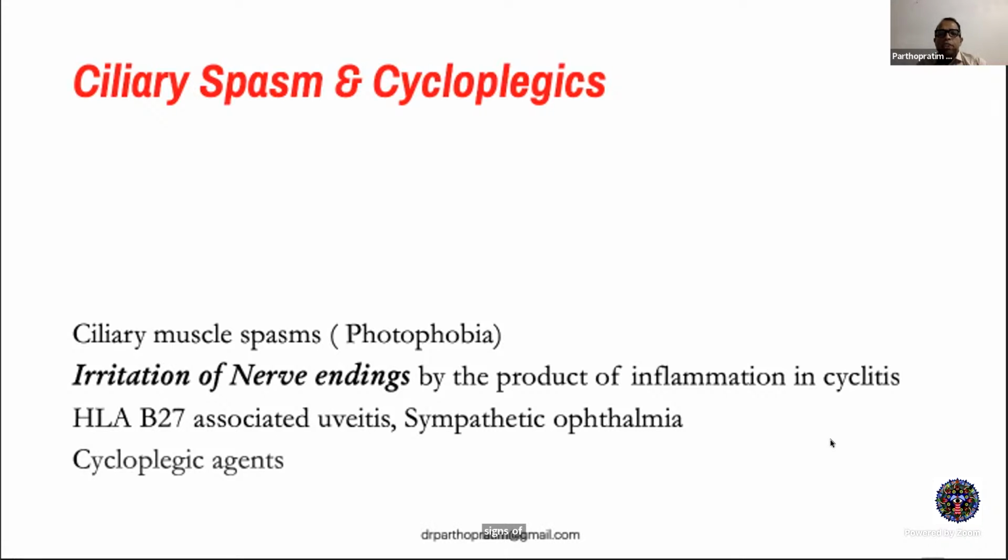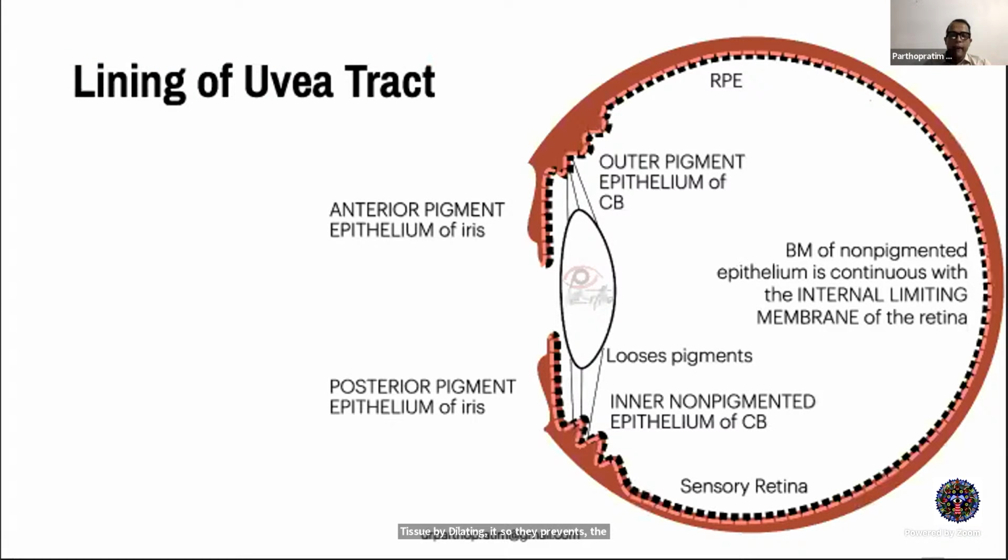Now the cycloplegic agents are the agents of choice for all cases of anterior uveitis, and these are basically anticholinergic agents which work by blocking the neurotransmission at the receptor site in the iris sphincter and the ciliary muscles. So the cycloplegics serve three purposes in the treatment of anterior uveitis. All of you know that they reduce the hyperemia of the iris tissue, and also they permit the mobility of the iris tissue by dilating it. So they prevent the formation of the synechia.